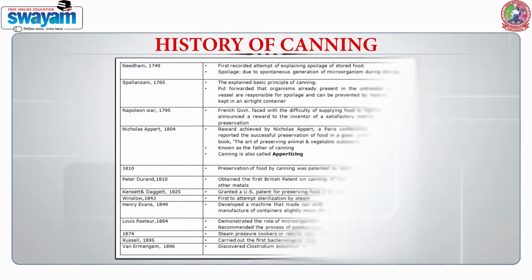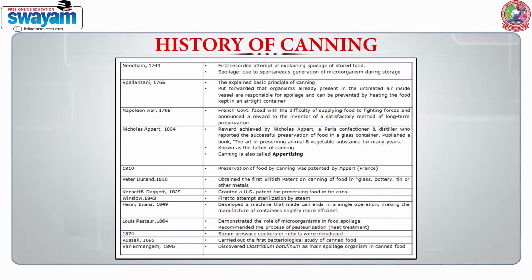The canning process has been utilized since time immemorial. In 1749, Needham was the first to attempt canning to prevent the spoilage of stored food. After that, a number of scientists tried and improved the process of canning. The notable ones are Spallanzani, and then Nicolas Appert is very important because this process is known as appertizing and is named after Nicolas Appert, who is also known as the father of the canning process.